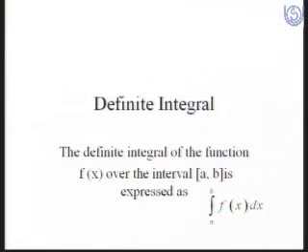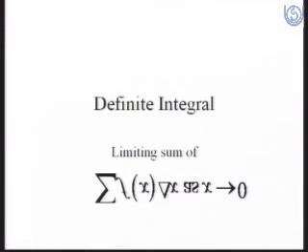Now if you look at the next slide, you will see that it is shown as the limiting sum of f(x). It's not come out very clear, so let me just tell you what it actually stands for. You see the summation sign. The next is actually the mirror image of f. Instead of f(x), it has been shown as the mirror image of x and f(x) delta x.